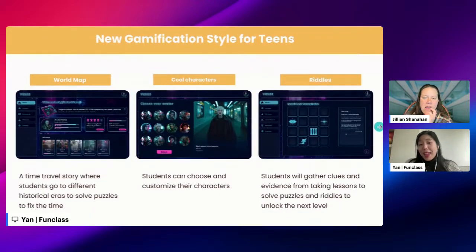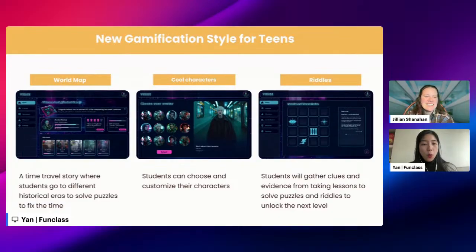Awesome. And then another one is the new gamification portal for teenagers. I know a lot of teachers are teaching older students, adolescents of 15, 16 years old. So the pet can be a little bit too childish for them, especially maybe for teenage boys. So what we're going to do is have a separate style for the teenagers. It's going to be a kind of time travel story where the students go to different historical eras to solve puzzles to fix the time. They will have their own avatar, as you see in the second screenshot. So there's no pet anymore, but real human beings.